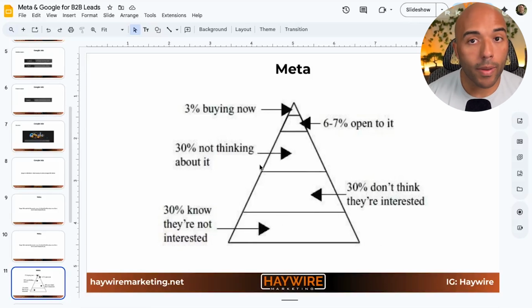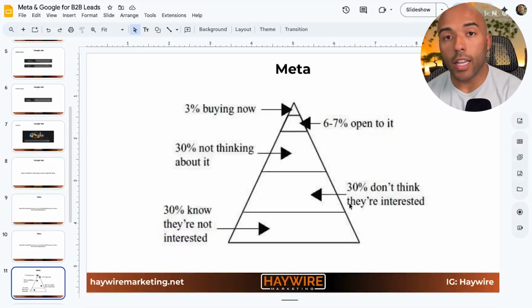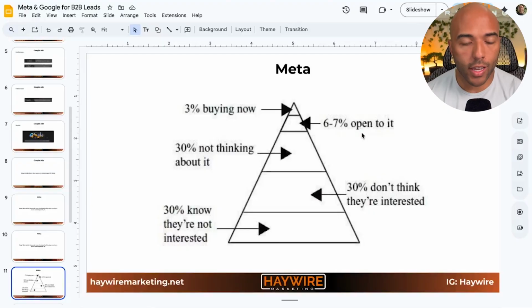Now, keep in mind, if someone thinks they're not interested, we then have to get them to start thinking about it, become open to purchasing, and then ready to buy now. So we cannot disrespect the sales cycle. And just like how people move through the sales cycle on Google through content, we're going to have to leverage that on Meta. So we're going to repeat the same exact process on running an ad to an audience that's most aware, but on Meta.